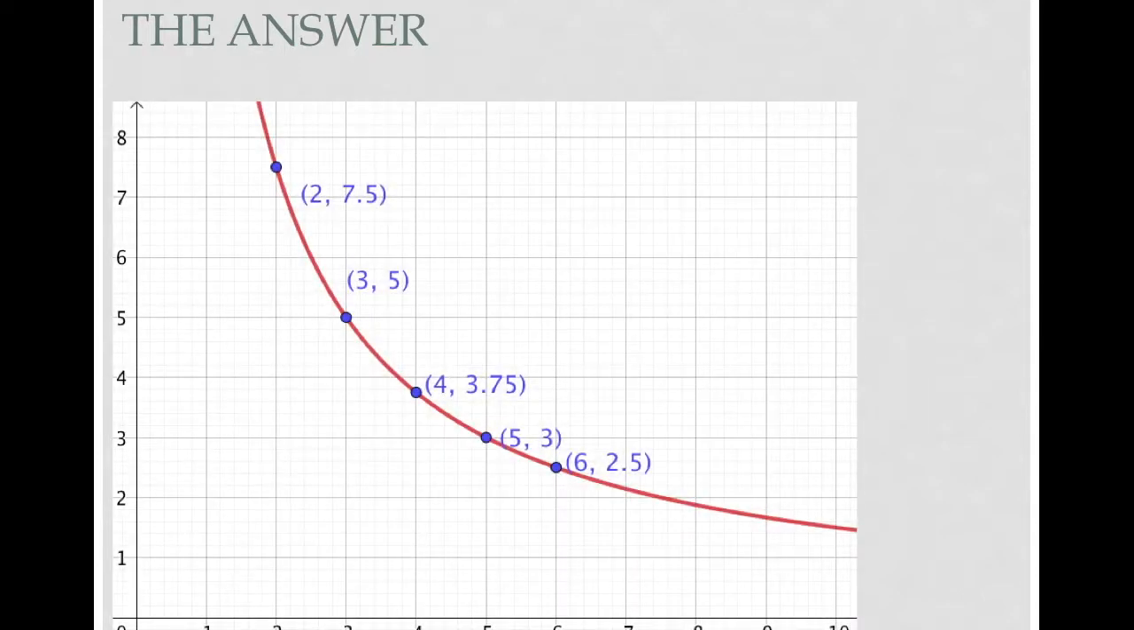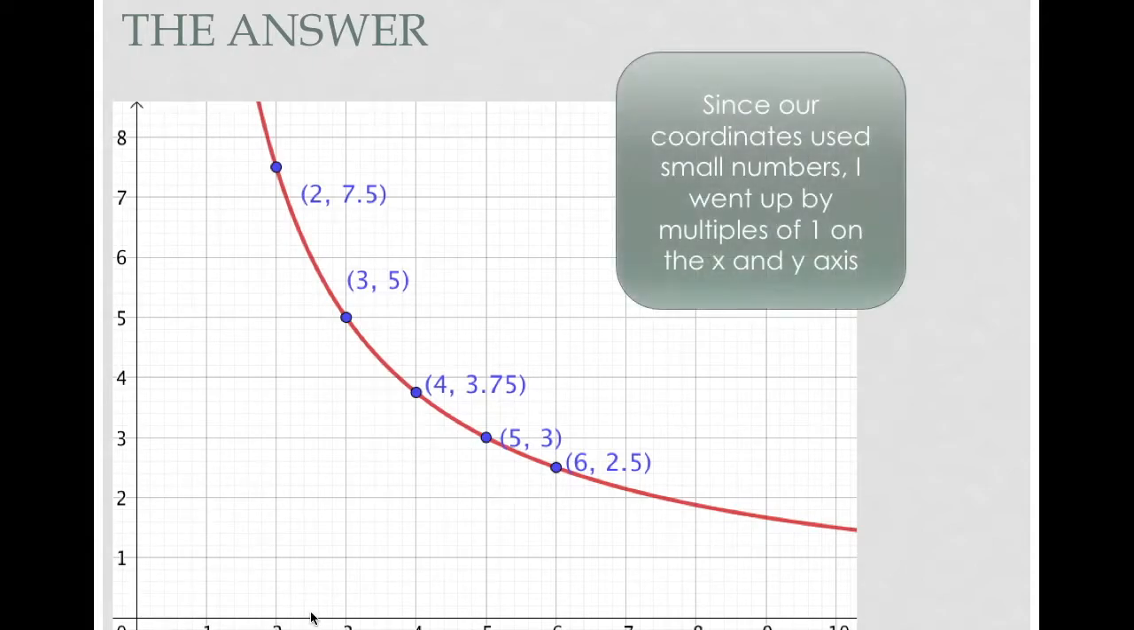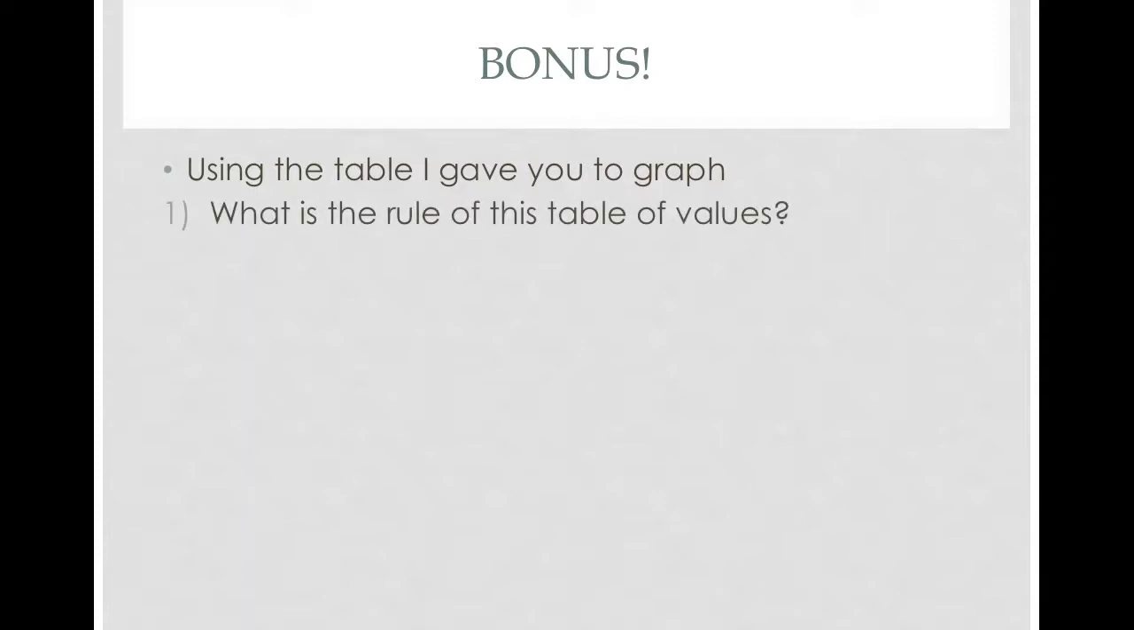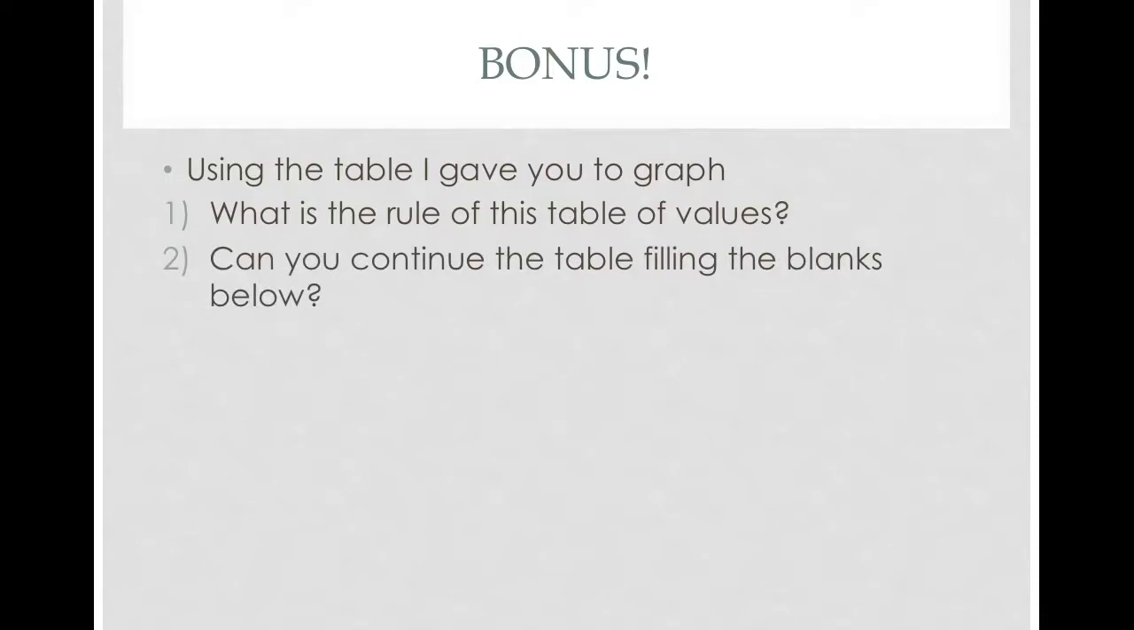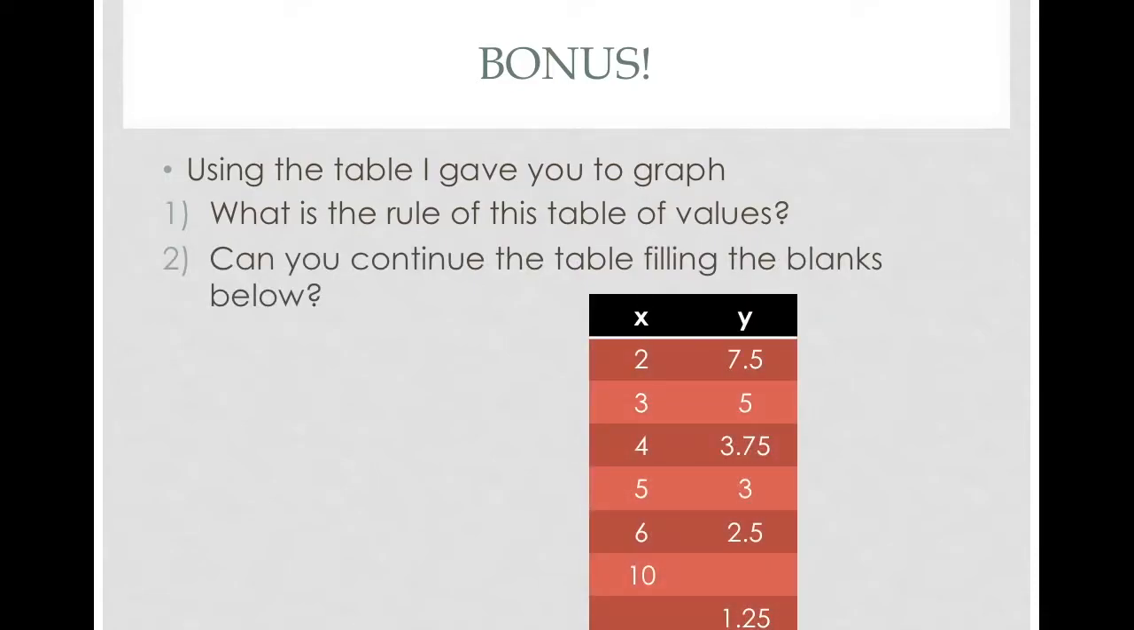When I've plotted my points onto GeoGebra, again, I have a nice curve here that's slightly far away from the 0, but because I've given you small enough numbers, you should just be able to go up by multiples of 1 on our x and y axis, which is what I did here. Just as an added bonus, using the table I gave you to graph, can you tell me what the rule of that function was? And can you continue the table of values by filling the blanks that I've given you here below? So take a second, try it on your own, and then I will give you the answers.